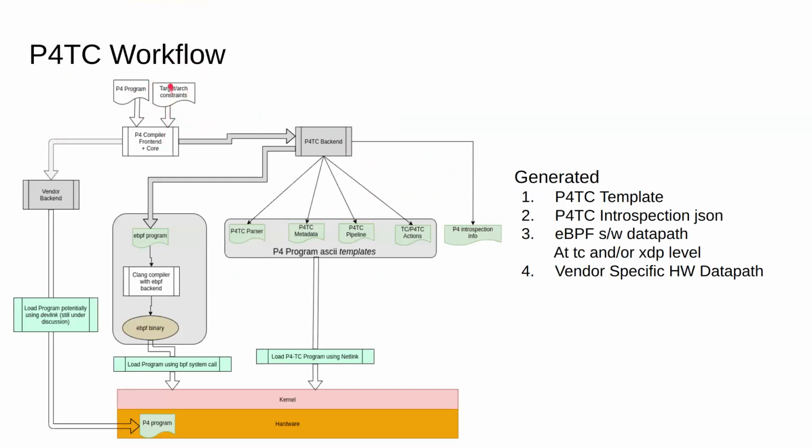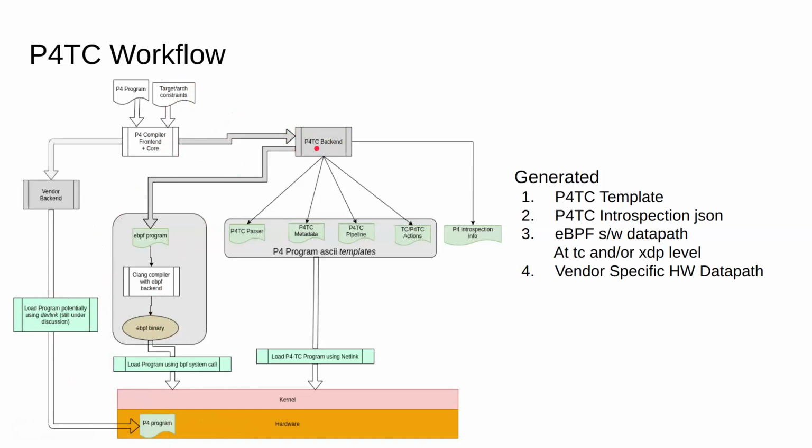The traditional path when you put a P4 program is you run the compiler, which will have a vendor backend, which then creates a binary blob that you load into hardware. So this is the well-known approach to P4. What we're doing is we're adding a P4TC backend. This code exists, by the way. You can go and download it today. It's not by any means 100% complete, but it's there.